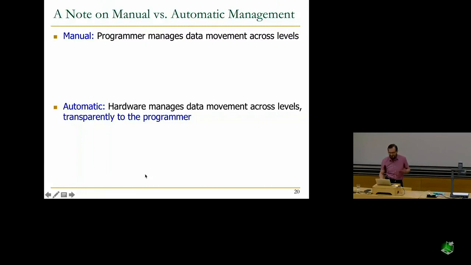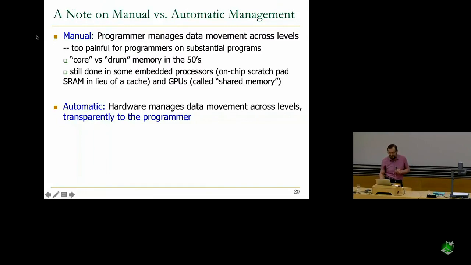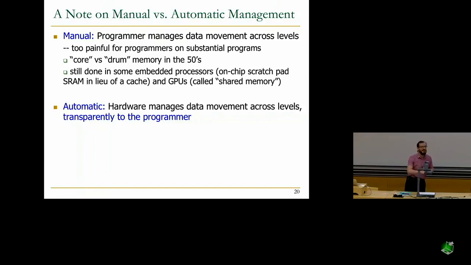So their trade-off, well, I said it's too painful for programmers on substantial programs over here. And this was the way it was done in the past. Most general-purpose processors don't do this manual management because it's just too hard for the programmers. But it's still done in some embedded processors. This is also called scratchpad memory. Basically, you have on-chip scratchpad SRAM instead of a cache, and the programmer essentially moves the data from the memory into the scratchpad memory. The assumption is that programmer knows what they're doing.